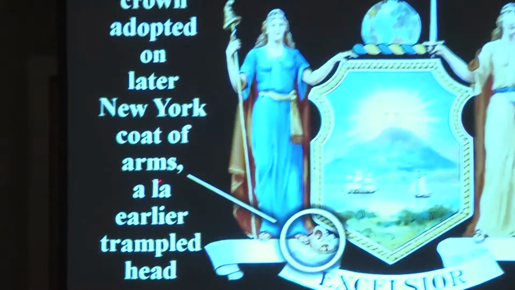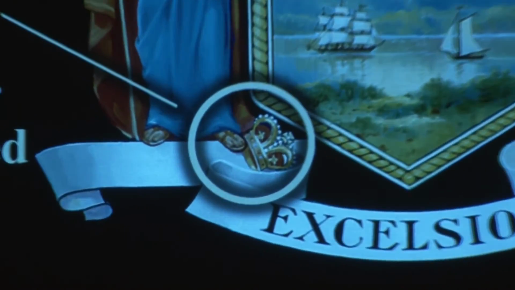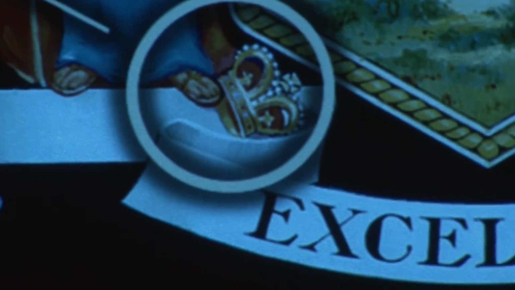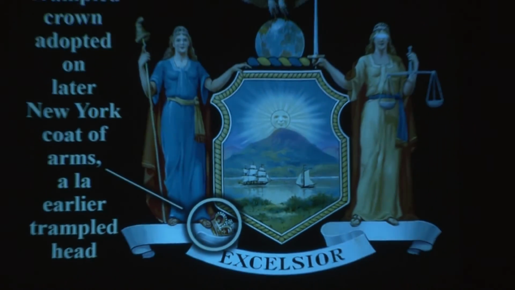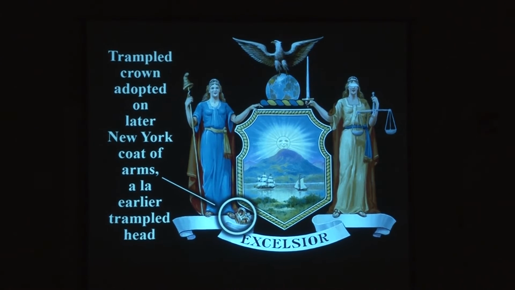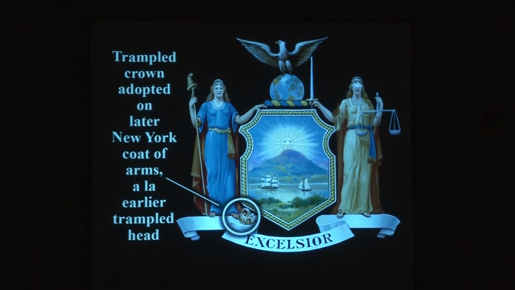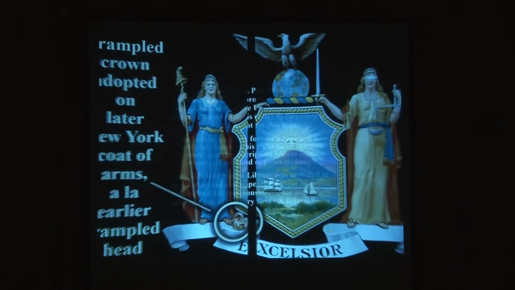If you go to the seal or coat of arms of the state of New York, you'll find that that trampled crown motif was adopted on later versions of the coat of arms. Again, once more, reflecting that trampled head that we saw was part of the earlier tradition as well. So all this imagery from centuries before is being readily called back into play by countries throughout Latin America and even here in the United States, all right?